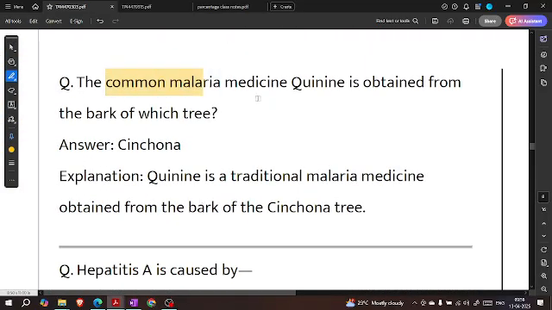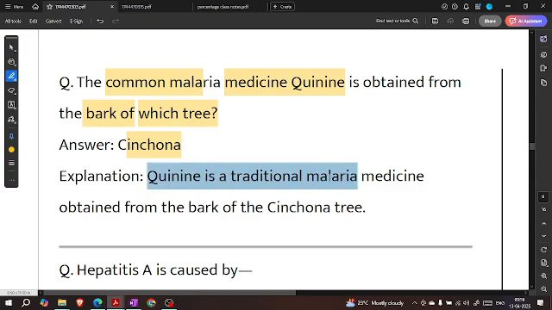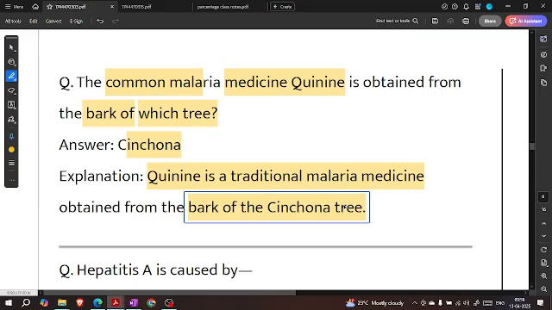The common malaria medicine quinine is obtained from the bark of which tree? Cinchona. Quinine is a traditional malaria medicine obtained from the bark of the cinchona tree.